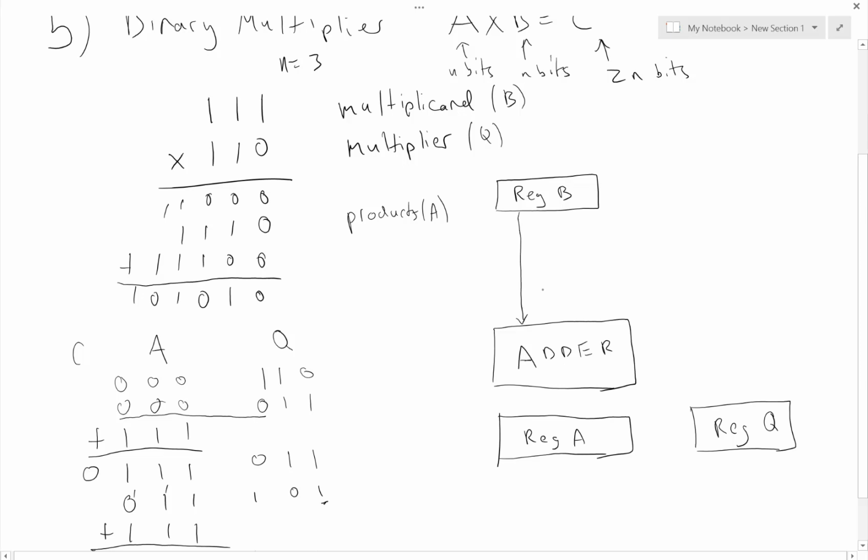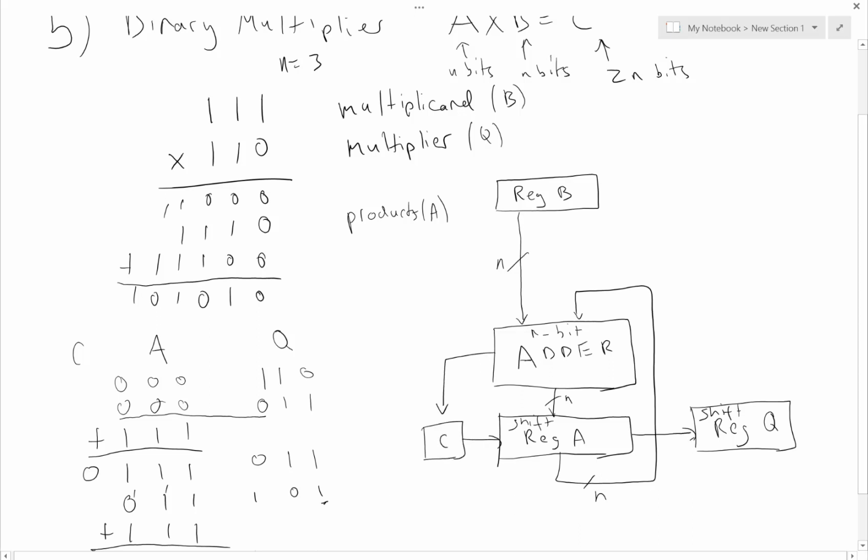So my adder is an n-bit adder, but this register A, in addition to being a normal register with a parallel load, is also going to be a shift register. And the same thing for register Q, it's also a shift, specifically a shift right. And then I also have to take into account the carry, which gets shifted in the most significant bit.